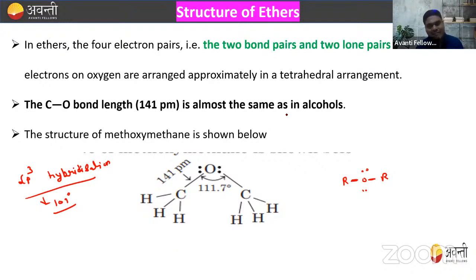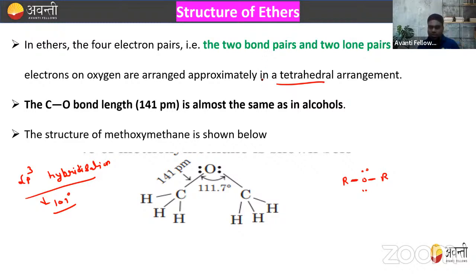In ether, even though the hybridization is sp3 and they are tetrahedral, the bond angle should be 109 degrees. Then why has the bond angle become 111 degrees? Why is this happening? Yes, bulky groups on both sides of the oxygen. Very good, beta.